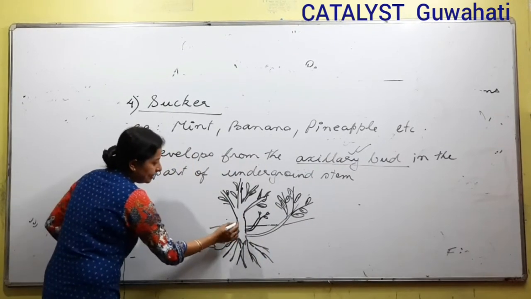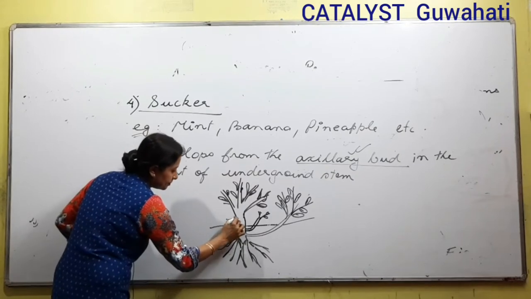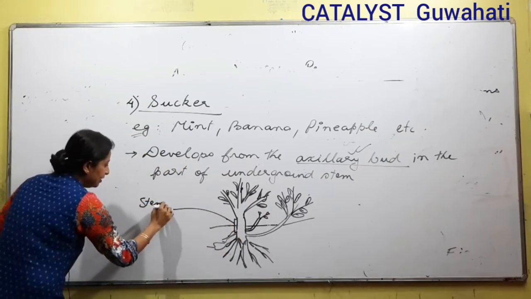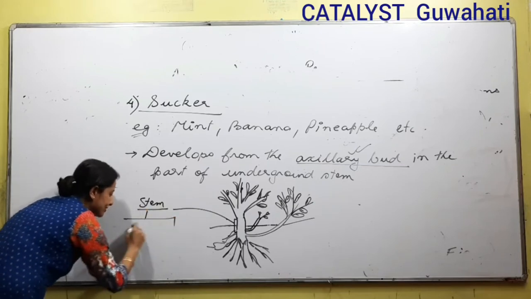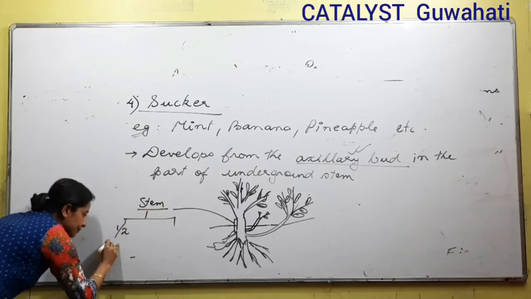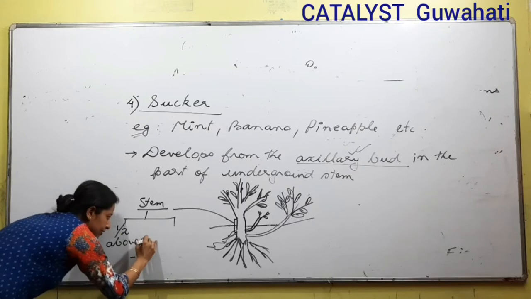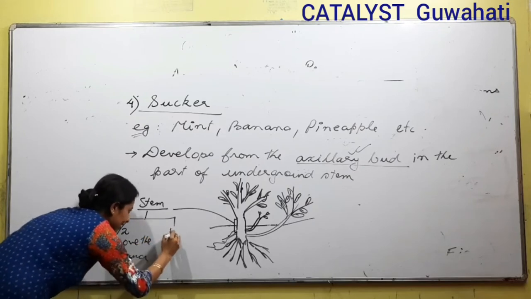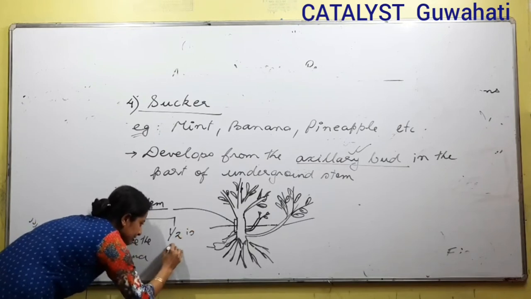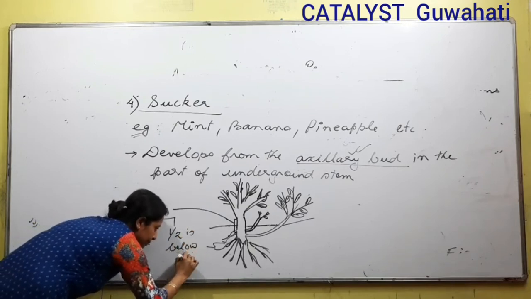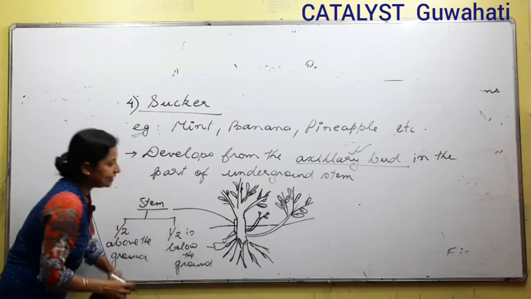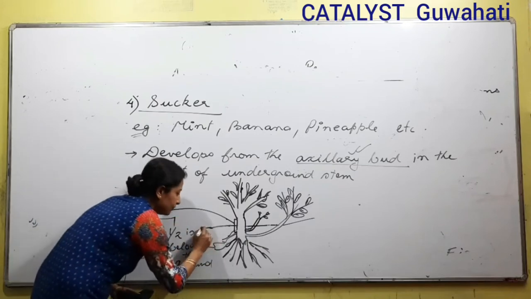So this is the plant. This portion is the stem. A stem is half above the ground and the other half is below the ground. So you have a part of a stem that lies below the ground, and this is nothing but the soil or the ground that we are talking about, right?